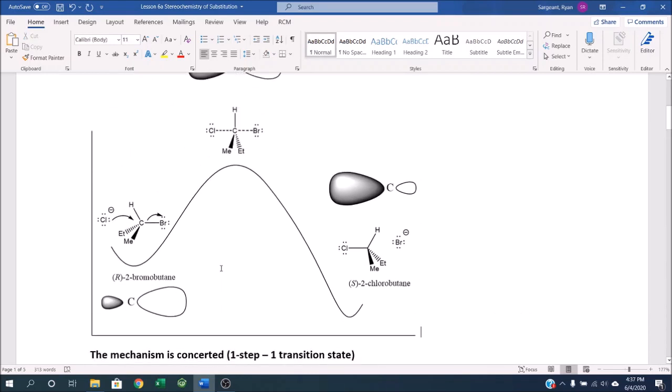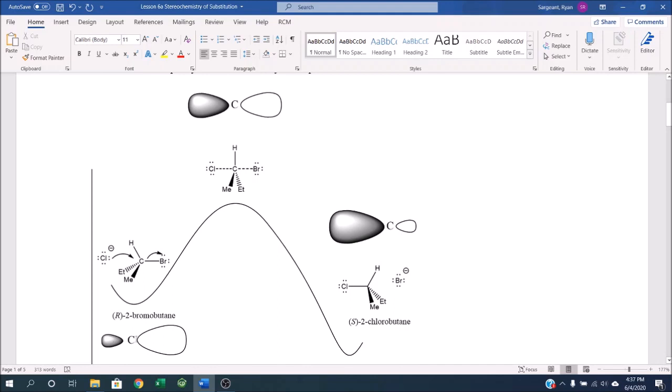These last diagrams right here show the progression of the orbital. So the bond between this carbon right here and that bromine, that's an sp3 hybridized carbon, 4 different groups coming off of it. This is the typical shape of an sp3 hybridized carbon. The chloride pushes its electron density into this backside nodule.